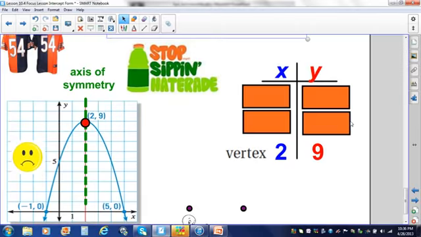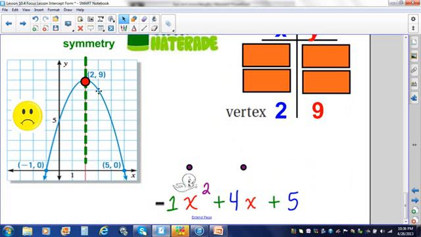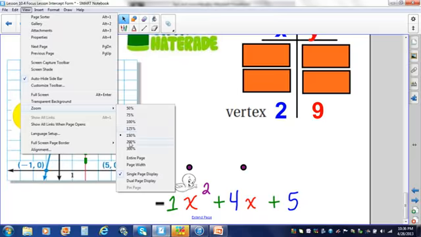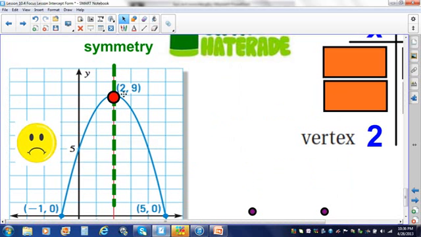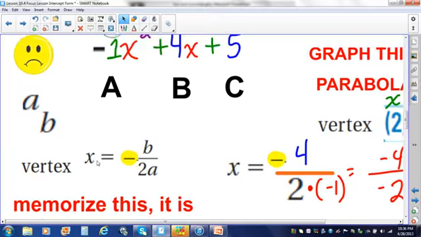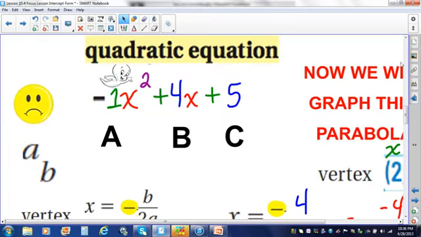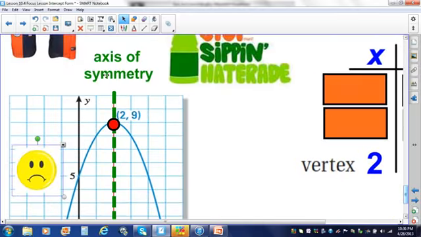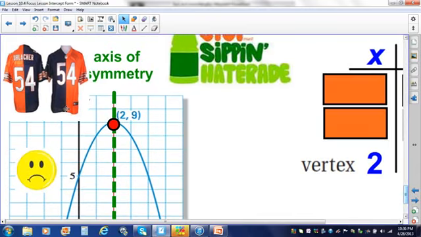Alrighty, now let's finish the problem. We said that our vertex is going to be at 2, 9. If you want to, you can grab a piece of graph paper off the podium, or you can just draw this freehand in your spiral. So my vertex is going to be at 2, 9. I know that it's opening down because of the negative right there. Now we have an axis of symmetry. Remember symmetry?